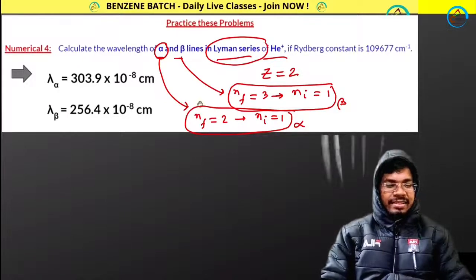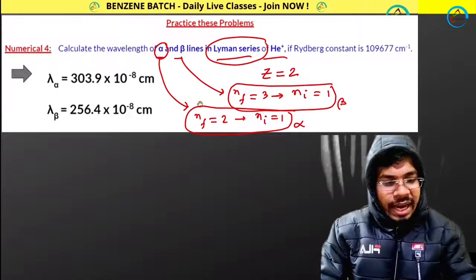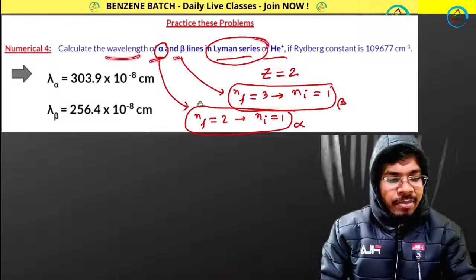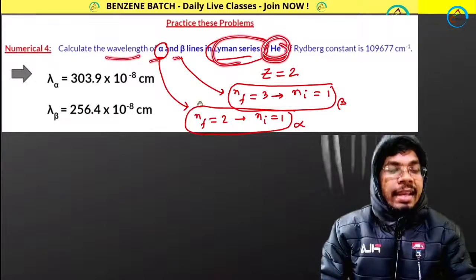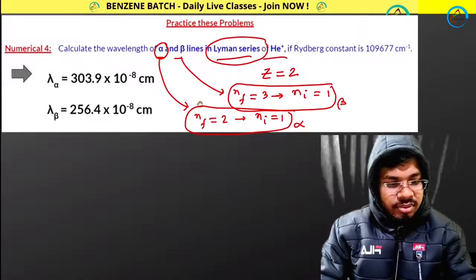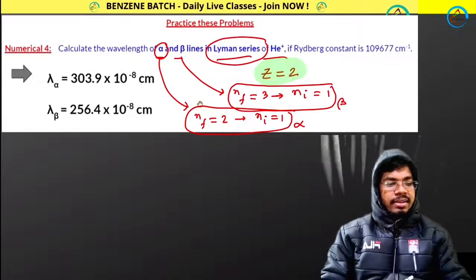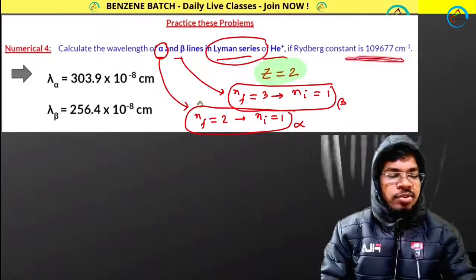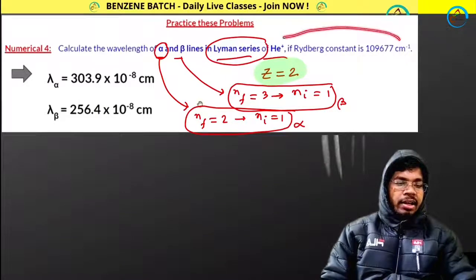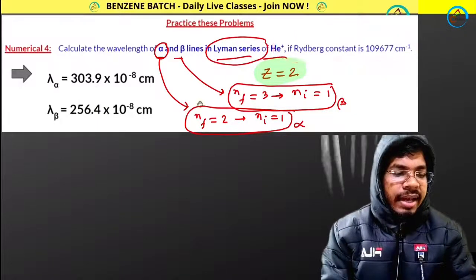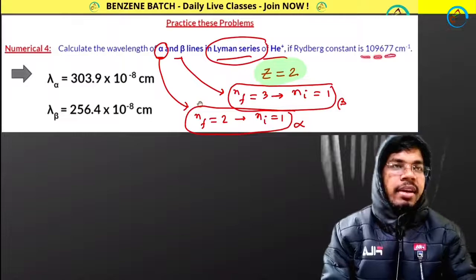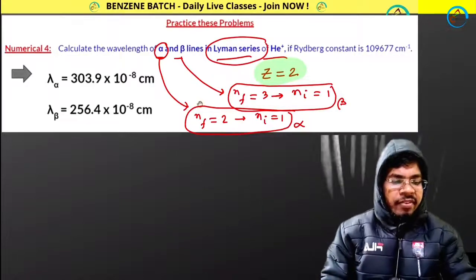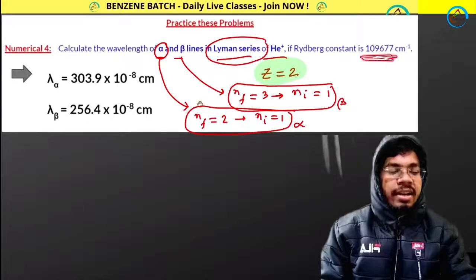Now I told you to calculate the wavelength for alpha and beta lines for Lyman series of helium plus. Helium plus means Z equals 2. And Rydberg constant is given. So now look at this. Here, what is the Rydberg constant? 10,9677. So in this problem, I have given this Rydberg constant.